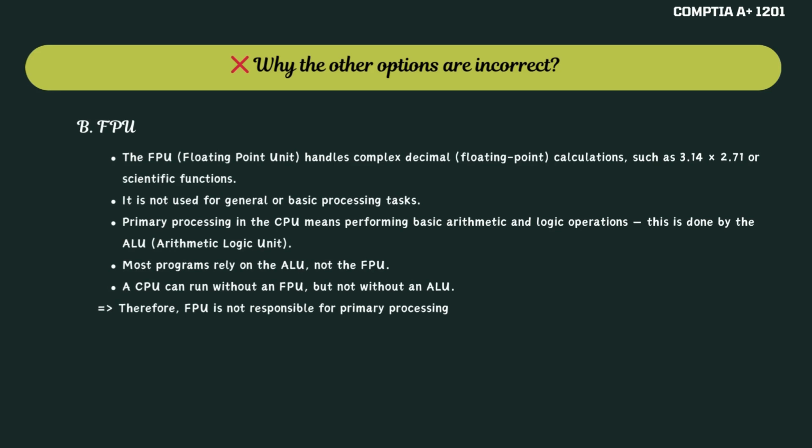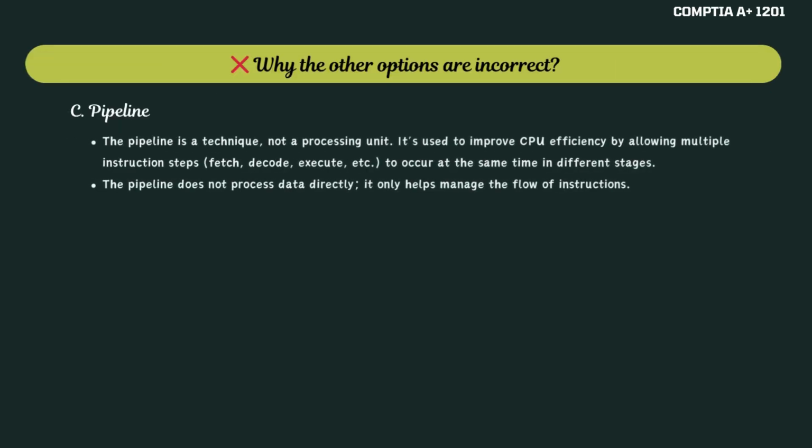Most programs rely on the ALU, not the FPU. A CPU can run without an FPU, but not without an ALU. Therefore, FPU is not responsible for primary processing. Answer C. Pipeline. The pipeline is a technique, not a processing unit.